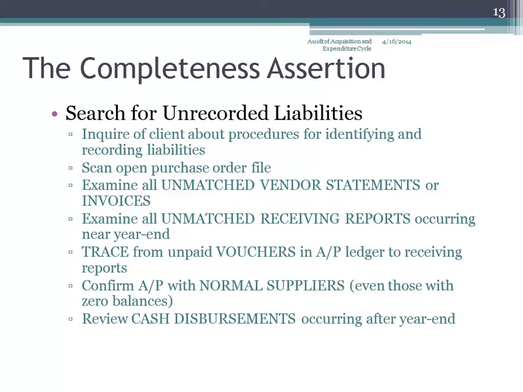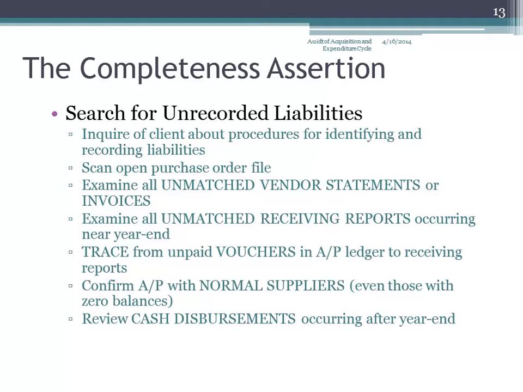Other things they'll do is scan the open purchase order file, right? Because you want to see if the purchases have been outstanding for a long time. Is it a possibility that you did receive the goods and just neglected to record the transaction? Examine all unmatched vendor statements or invoices, right? Because the vendor statements or vendor invoices should be matched to a purchase order and a receiving report. Examine all unmatched receiving reports occurring near year end. And so this is the cutoff test, right?